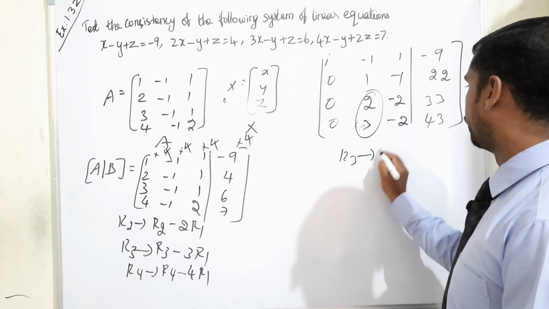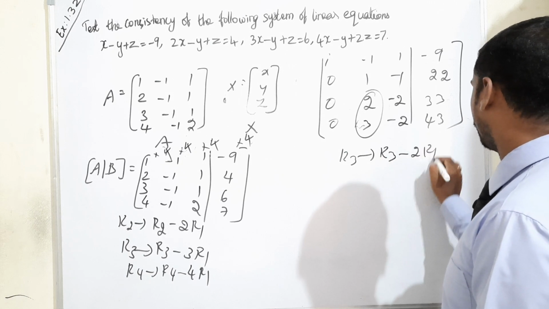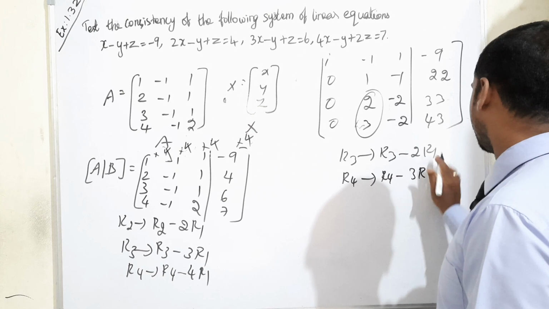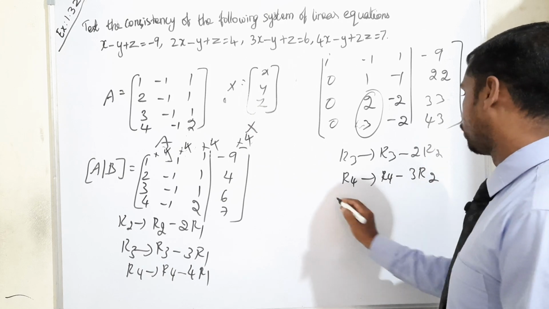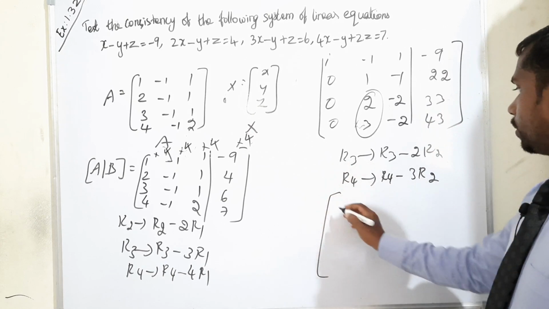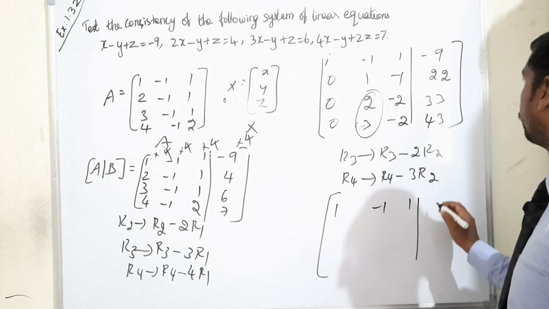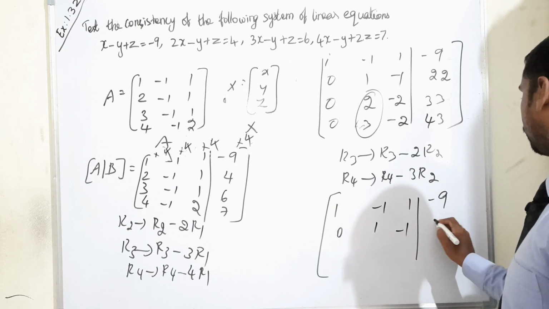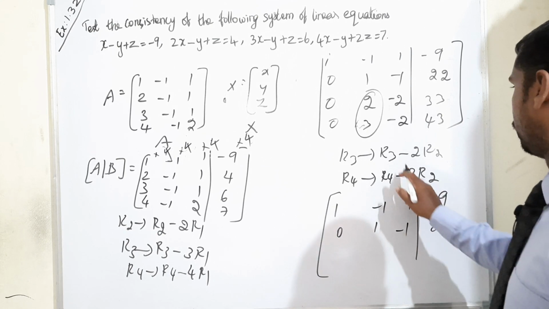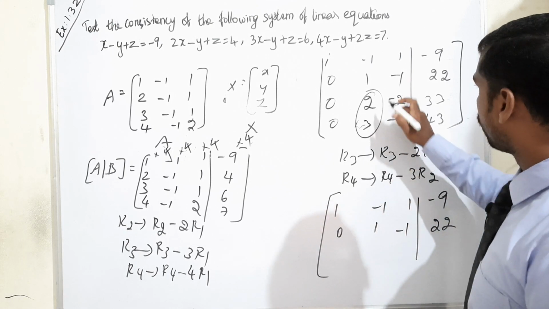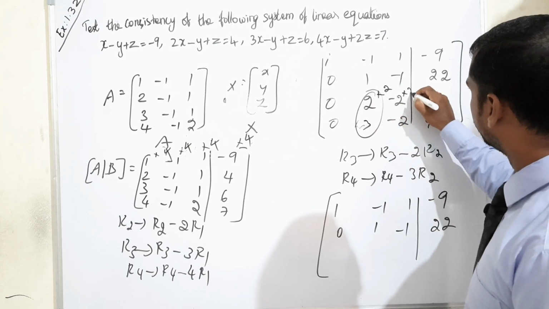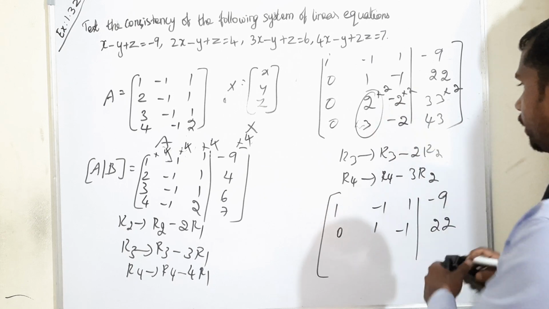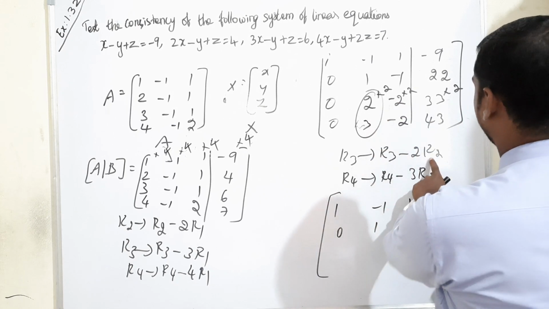Next, under the second term, R3 becomes R3 minus 2 R2, then R4 becomes R4 minus 3 R2. R1 and R2 stay as they are: 1, -1, 1, -9 and 0, 1, -1, 22. Now we multiply R2 by 2, so 2 times 2 is 4.